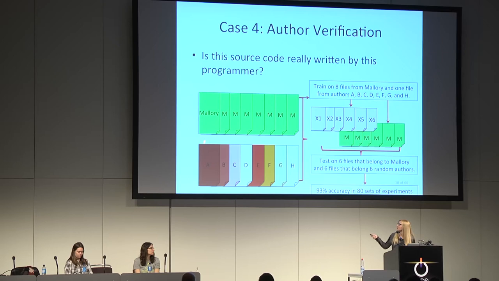And all these are the same problem solutions, each one corresponding to the same problem from different authors. Once we train on these two classes, here we have the code that Mallory claims to have written, and we have code from a bunch of other random authors. In this task, we reach 93% accuracy in 80 different experimental setups. That means hundreds of different users with thousands of different files.